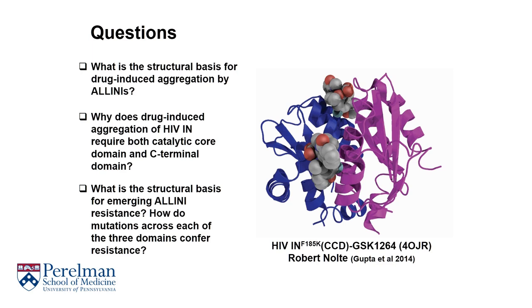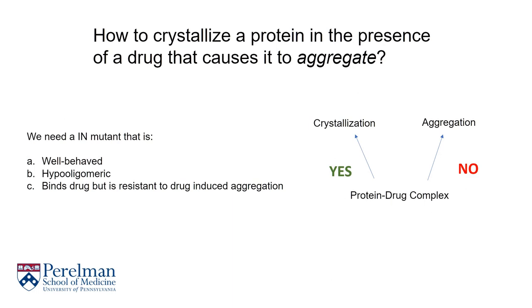Like the strand transfer inhibitors, the genetic barrier for the appearance of resistance mutations against the all-NEs is low in virus. Not all of the resistance mutations are readily explained by catalytic core domain-only structures. With these questions in hand, we set out to study the full-length intact protein with the drug bound using X-ray crystallography. But, to quote Hamlet, therein lies the rub.